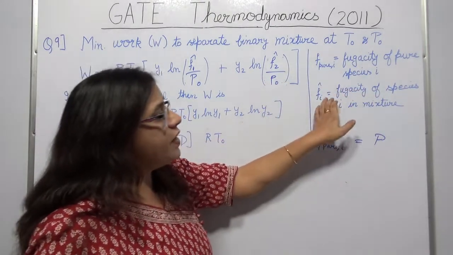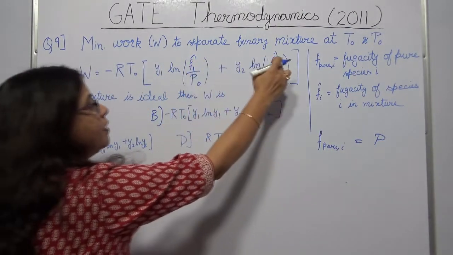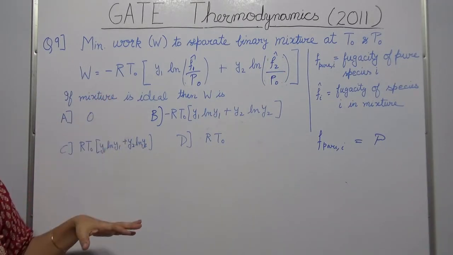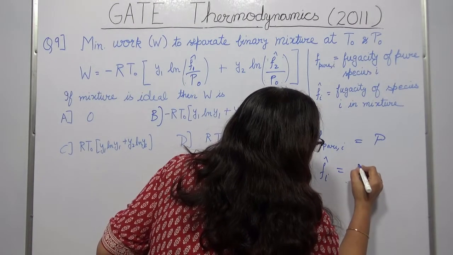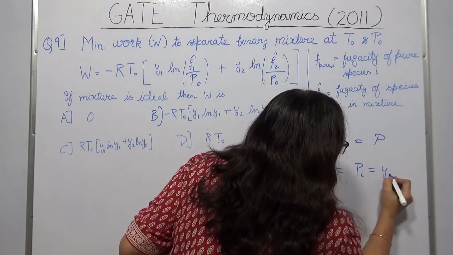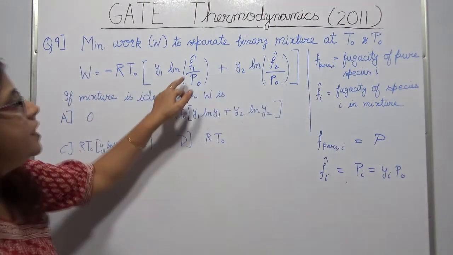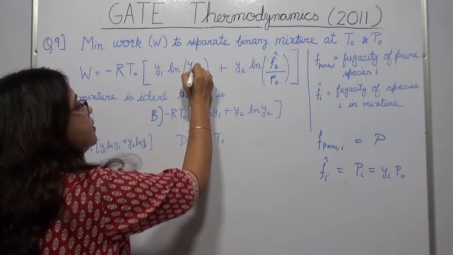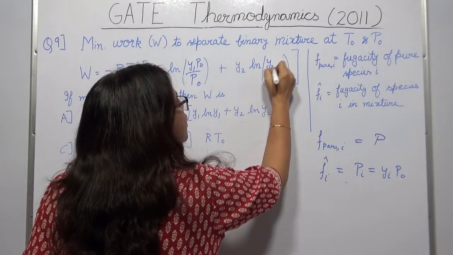Now let's see what this is. Fi cap is the fugacity of species i in the mixture, so you have F1 cap and F2 cap. Now if the mixture is behaving as an ideal gas, then the fugacity of species i can be given as the partial pressure of that component, and I can write it as yi into total pressure P0. So instead of F1 cap, I can write y1 P0, and instead of F2 cap, I can write y2 P0.